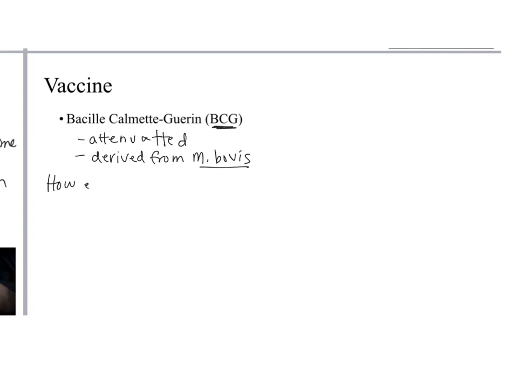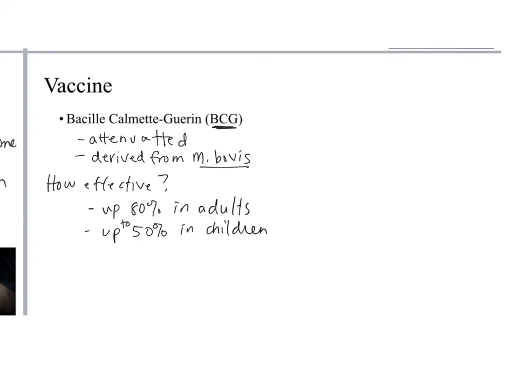Okay, how effective is the vaccine? Well, it's up to 80% effective in adults. So about 80% of adults that get this vaccine, it will keep them from getting TB. If they do get TB, it's typically a little bit milder. There's up to about 50% protection in children. And protection lasts anywhere from 5 to 15 years. Okay, so it's not foolproof.